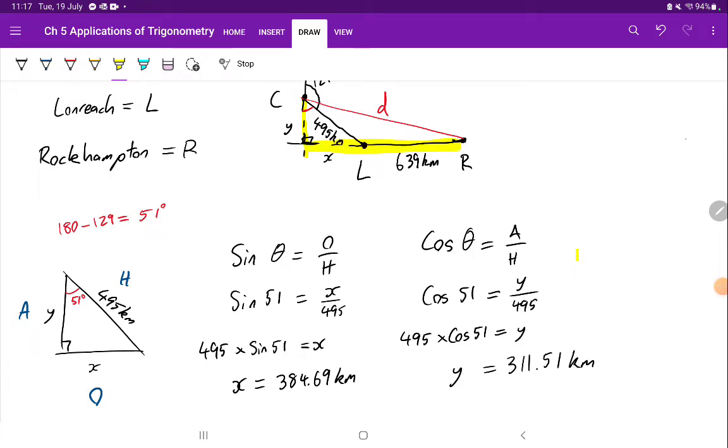Okay, that's the triangle I'm now interested in because it does have a right angle. And now that I know what X and Y are, I now have the two short sides. Y is one of the short sides, and X plus 639 is going to be the other one. So let's draw down that triangle. Alrighty, so this is the picture we now get.